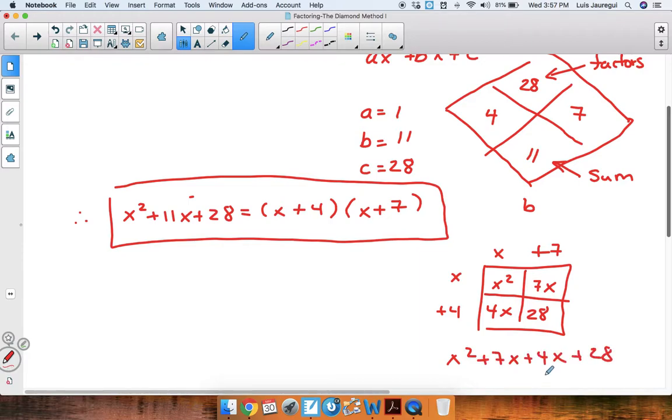And combining like terms here, we get x squared, 7x plus 4x becomes 11x, and then we have plus 28. And notice that we obtain x squared plus 11x plus 28, which was the original expression. So in fact, we can say that indeed, x squared plus 11x plus 28 can be factored as x plus 4 times x plus 7. Let's see another example.